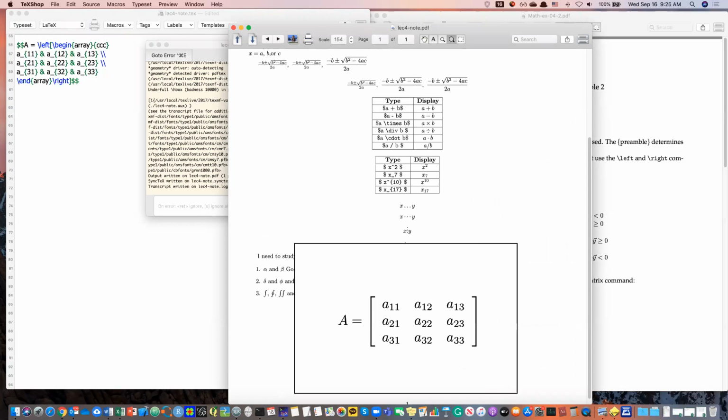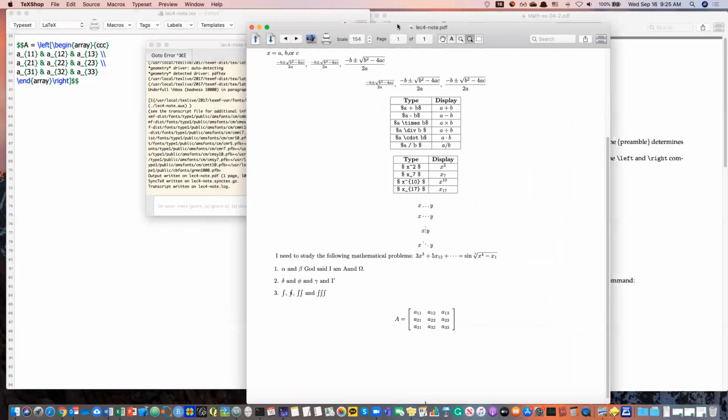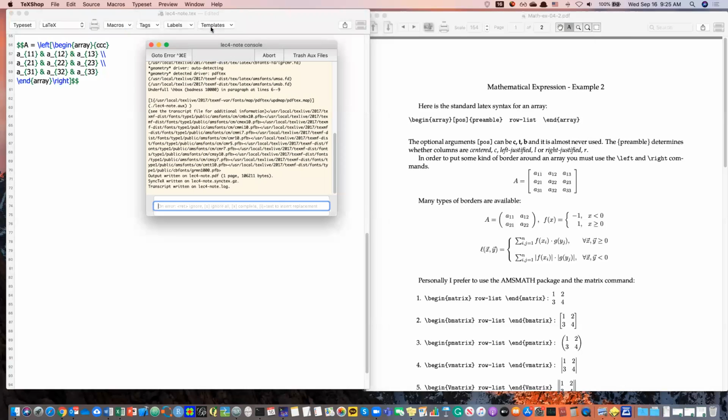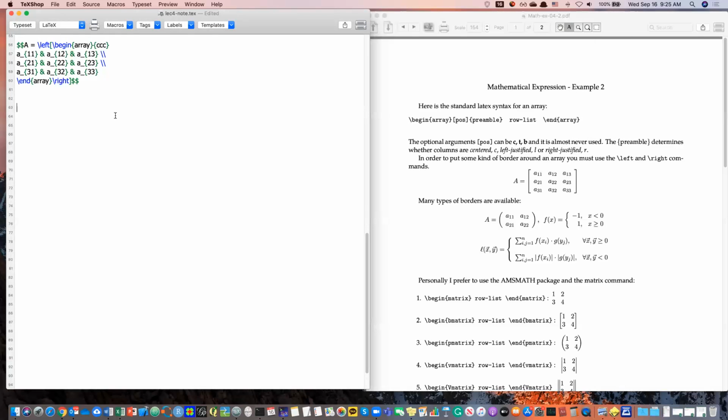Let's see. Now the next one. And then you can see here many types of borders are available. So let's try to replicate these three expressions.